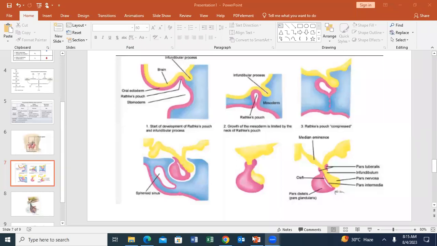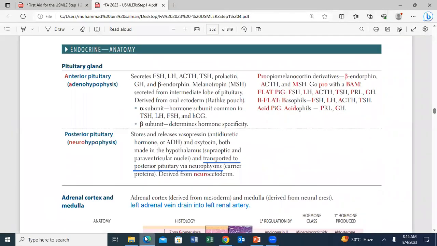Now, once these points are clear, let's go back to our First Aid. The secretions of anterior pituitary are follicle stimulating hormone, luteinizing hormone, adrenocorticotrophic hormone, thyroid stimulating hormone, prolactin, growth hormone, and beta endorphin. Beta endorphins are basically used to relieve pain. And a very interesting point is that there is an intermediate lobe of pituitary, and this intermediate lobe releases melanotropin. So melanocyte stimulating hormone, MSH, is released from the intermediate lobe of pituitary, not the anterior or the posterior, intermediate lobe.